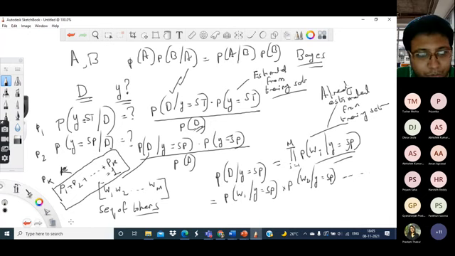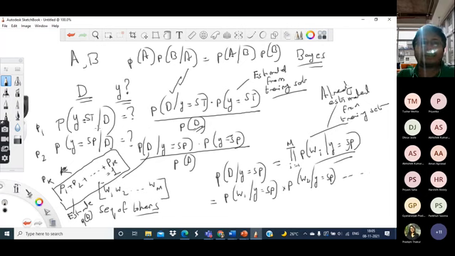So I know that, using this, I can estimate PD. This helps me to estimate PD, and once I get PD, I can get the numerical values of these probabilities.